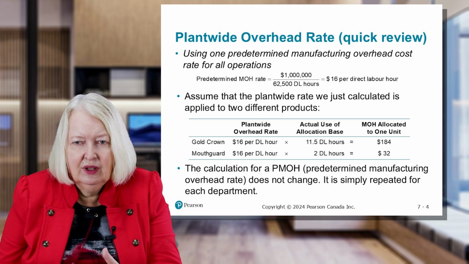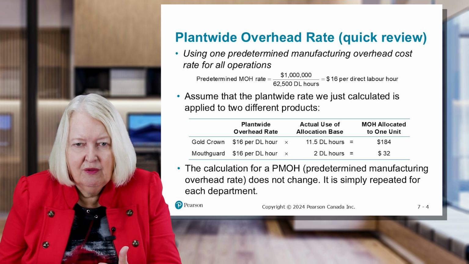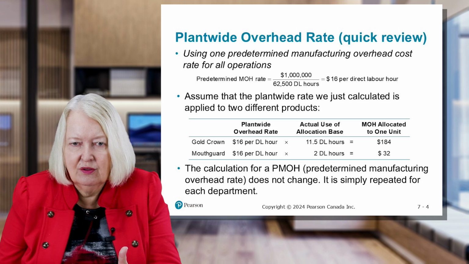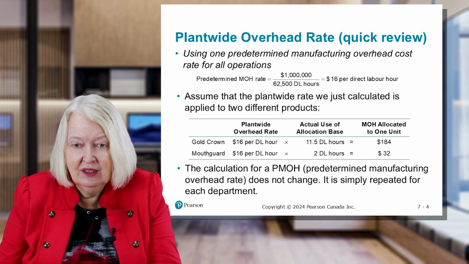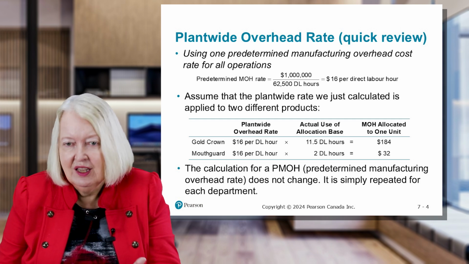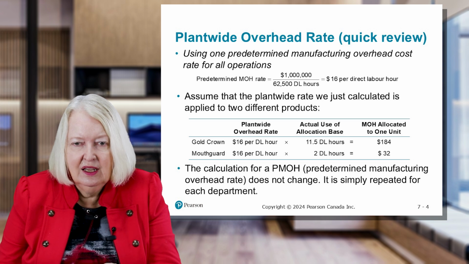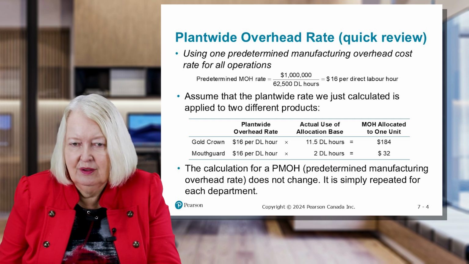So here you're looking at a quick review now of what we did in the last chapter, where we had one predetermined overhead rate. You recall we had the manufacturing cost of $1 million, and we had the direct labor hours, 62,500, giving $16. So then assume that you're making just two products, a dental product, a gold crown, and a mouth guard. They're both going to be assigned overhead at the same rate, $16 per direct labor hour.